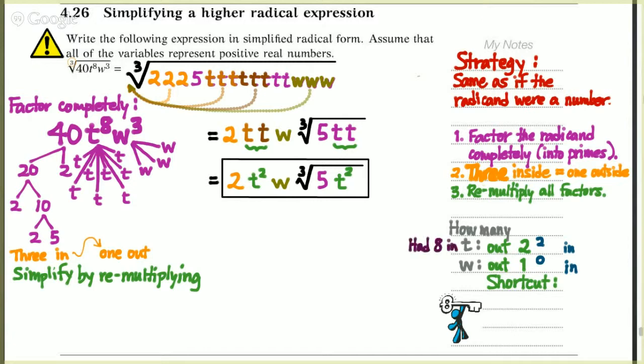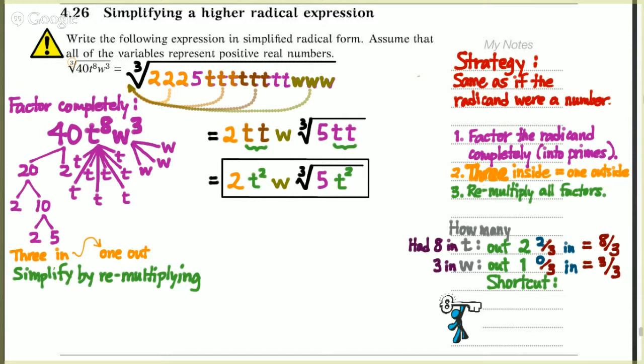We were really doing a process where we started with 8 t's, and then it became 2 outside and 2 inside. So the quotient, when we divide 8 by 3, was 2 with a remainder of 2. In other words, if I divide 8 by 3, I get 2 2/3. Likewise with the w's. If I divide 3, the original number of w's, by 3, I'll get 1 with a remainder of 0. So I had 1 w on the outside and no w's on the inside.